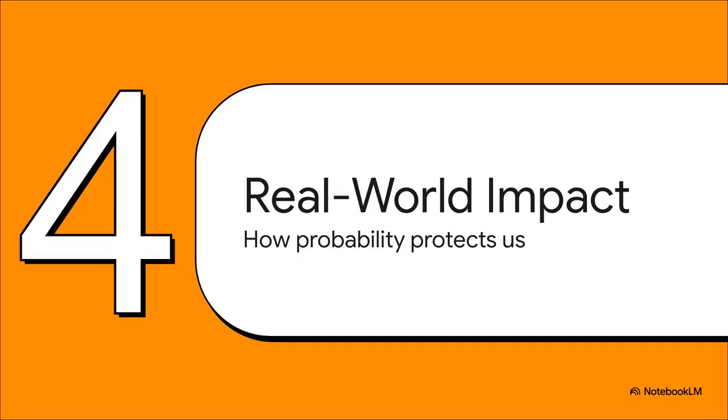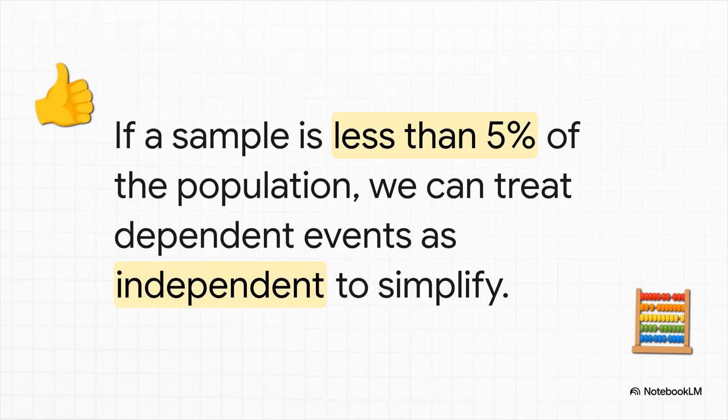Okay, so we've got these rules, right? The or rule, the and rule. But what's the point? Well, this is where it gets really cool, because we can use this stuff to understand risk, reliability, and how we build systems to keep us safe. Now, speaking of real-world stuff, statisticians have this handy little rule of thumb. It's called the 5% guideline. Basically, it says that if you're taking a tiny, tiny sample from a huge population, like less than 5%, you can kind of cheat. You can treat your selections as independent, even if they're technically dependent. It just simplifies the math without really messing up the result.